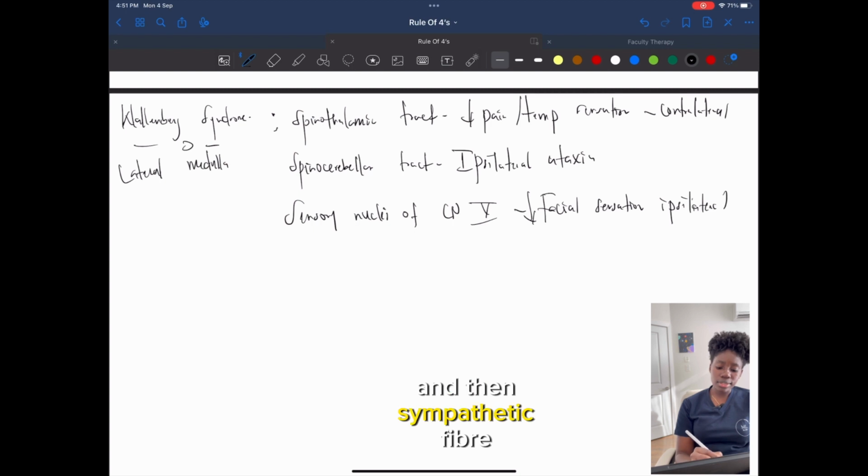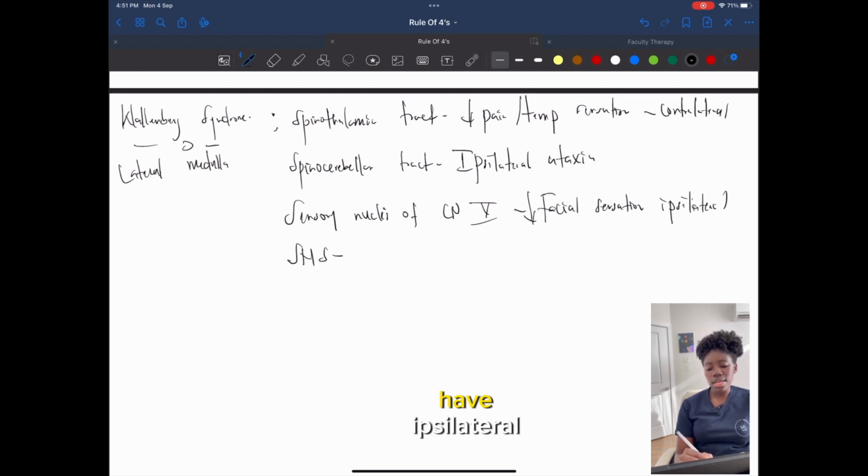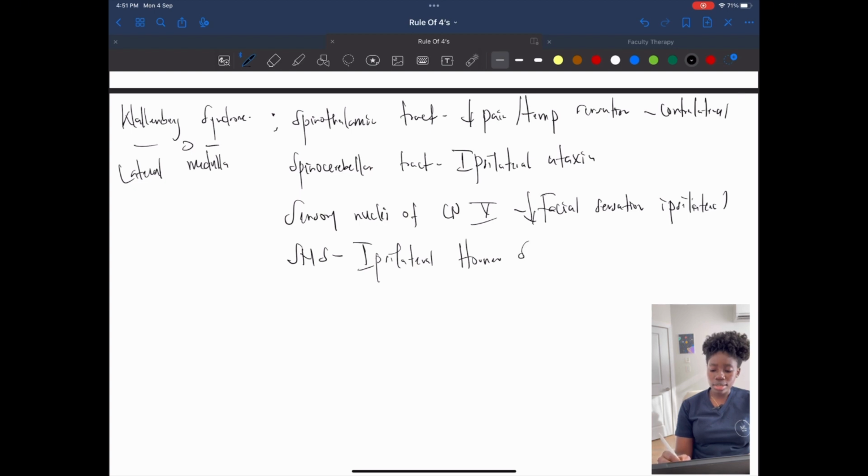And then sympathetic fiber, so sympathetic nervous system. So this patient could also have ipsilateral Horner syndrome. So remember that Horner syndrome is when you have a lesion or compression of the sympathetic nervous system. And remember that the components of Horner syndrome are ptosis, miosis, and anhidrosis. So these are other things I see there.